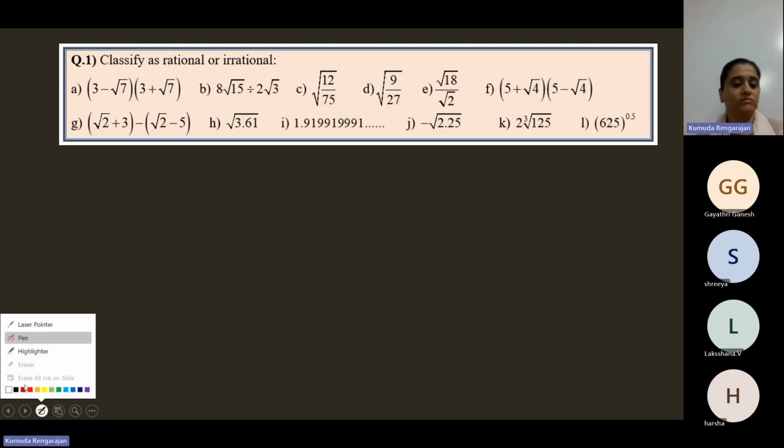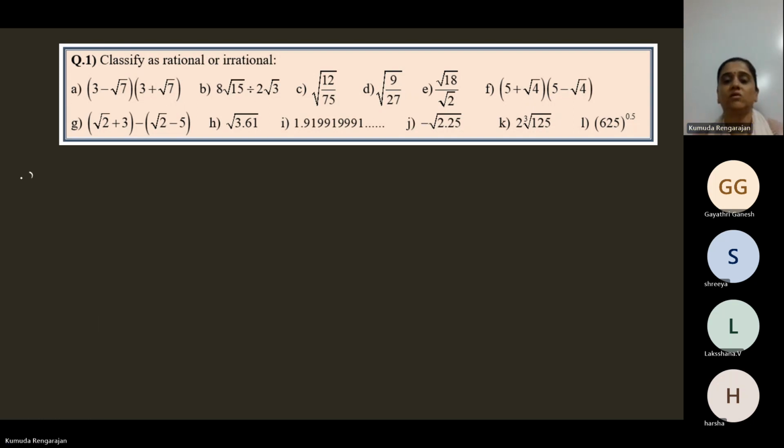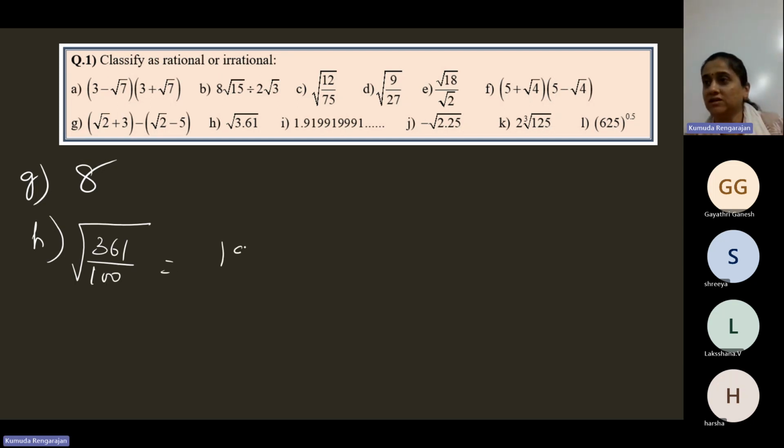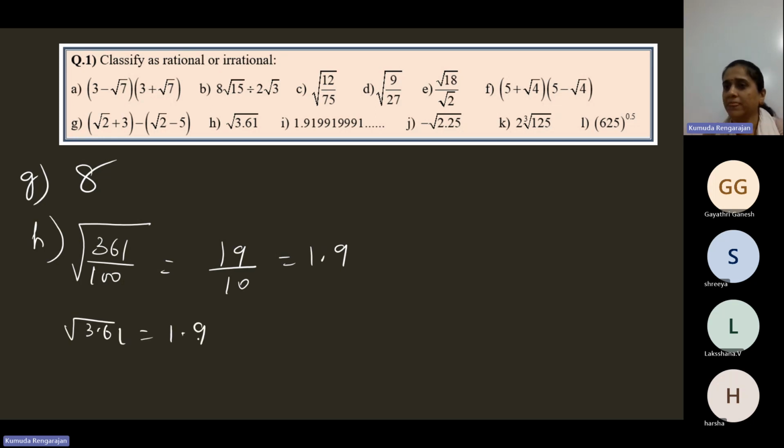All right. So G, what's the value? 8. So rational. H. That's nothing but square root of 361 by 100. So square root of 361 is 19, by 100 is 10, so it's 1.9. Or you can directly write square root of 3.61 is 1.9, because 19 times 19 is 361.